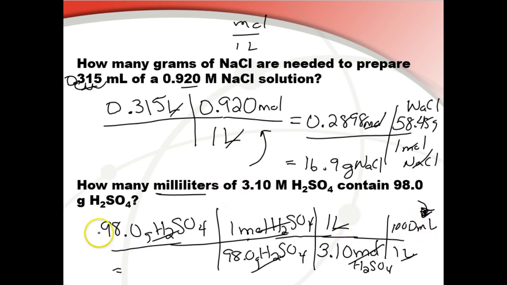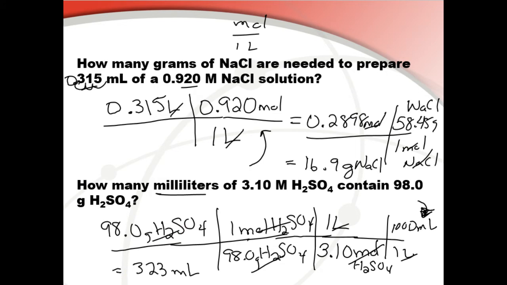So if I looked at my answers and I only have one of the answers that match that, then I know that's my answer. Well, I can plug it in my calculator, and you should get 323 milliliters of this solution contain a mole. So that's what we need to do there. Alright, so that's using it as a conversion factor.